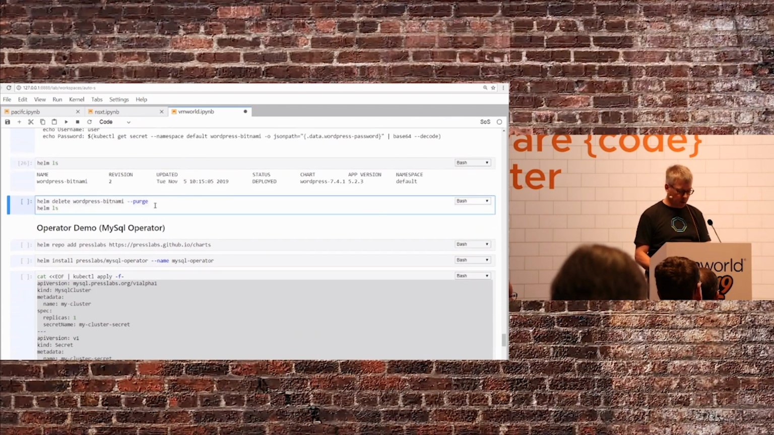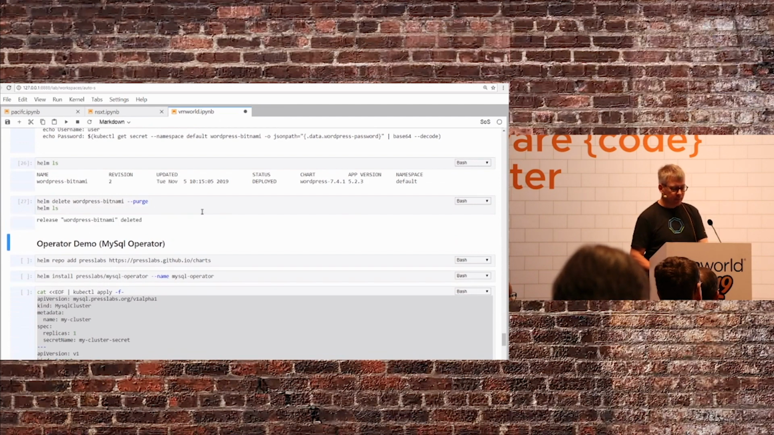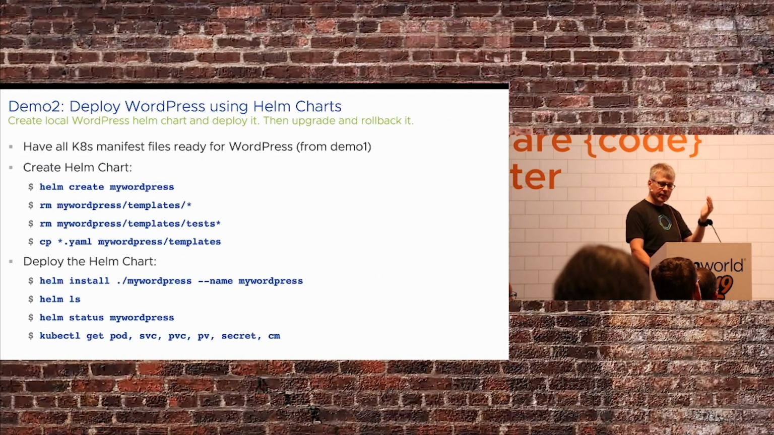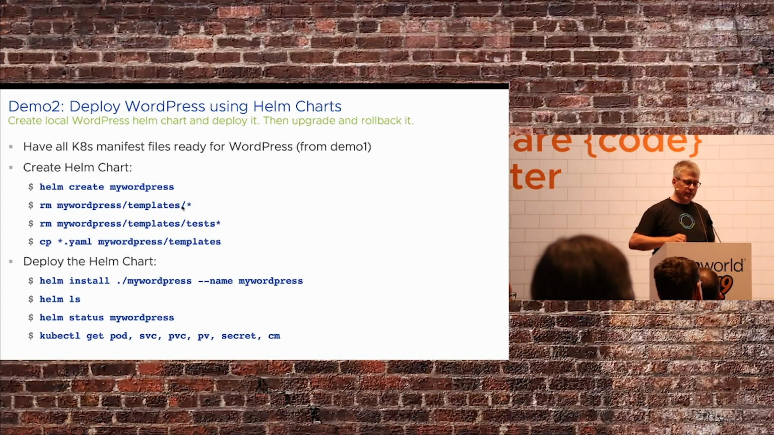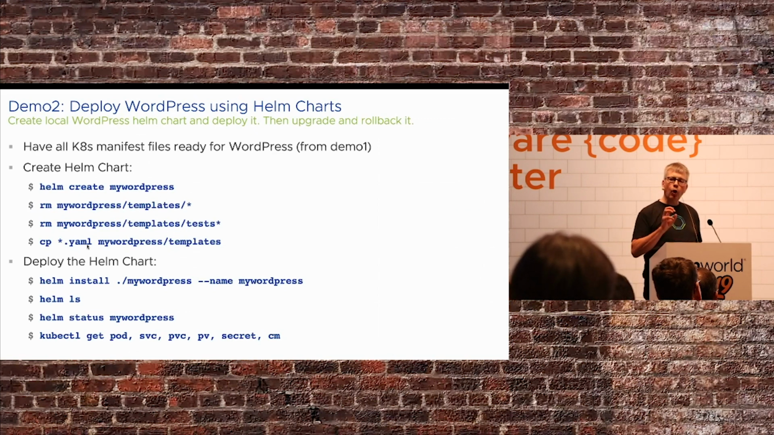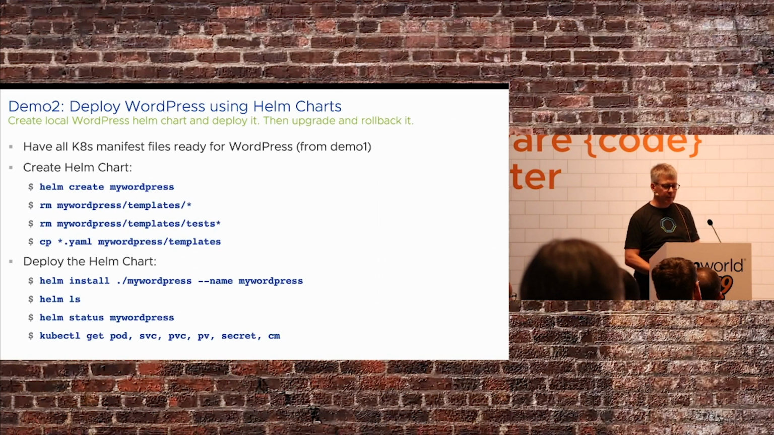Okay, I will not wait, because as I said, my time is pretty short here. So I just delete this thing. But I will show you actually how my colleague did it in the US, because the demo he did was very different. He had the Helm chart locally, right? He downloaded it, and then he did create my WordPress. He removed the templates directory and the test directory, and just copied the Helm YAML files I used in the first demo to this templates directory.